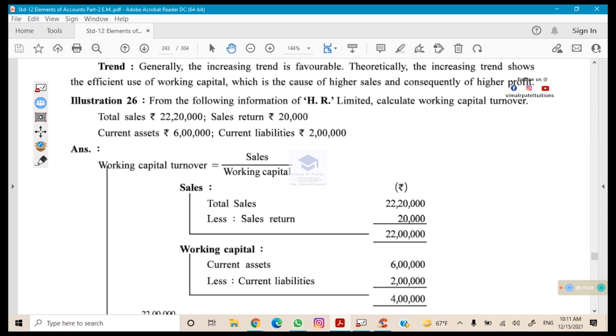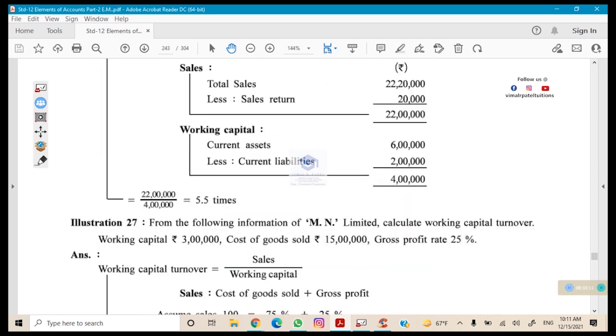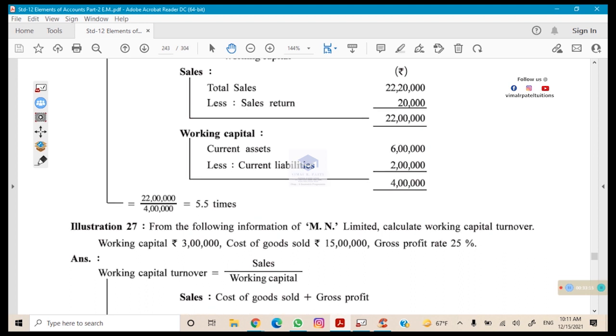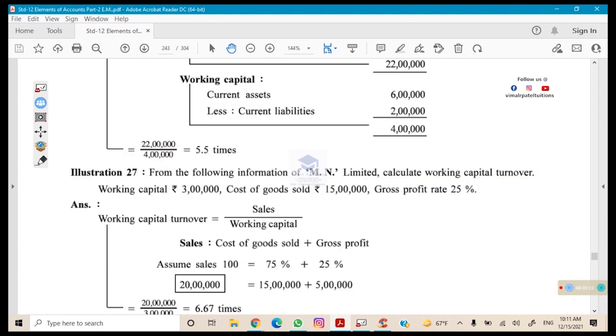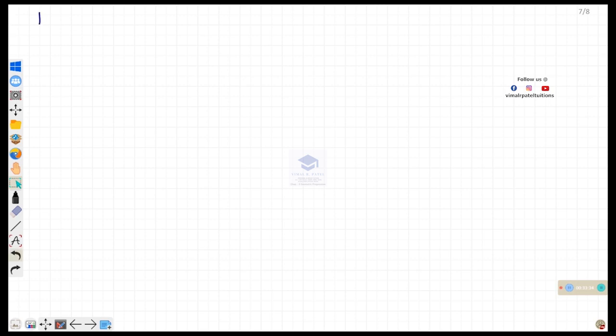Working capital is equal to current asset minus current liability. 6 lakh minus 2 lakh. So that will be 4 lakh. So working capital turnover rate is equal to 22 lakh divided by 4 lakh. So 5.5 times. Barabar? Then from the following information of MN Limited, calculate working capital turnover. Working capital 3 lakh, cost of goods sold 15 lakh, and gross profit 25%. So understand.